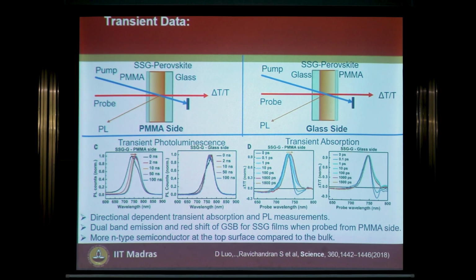So what is the thickness of that? Around 400 nanometer to 500 nanometer. Okay. Yes, that's the perovskite region.